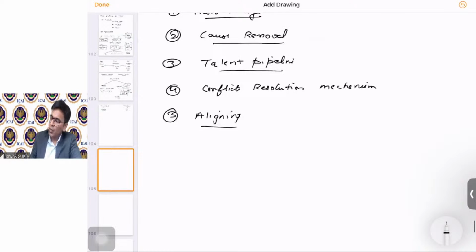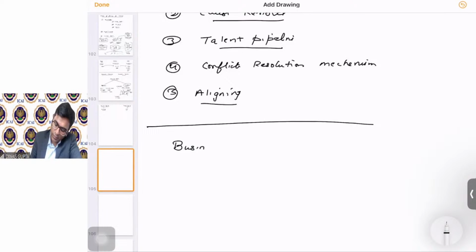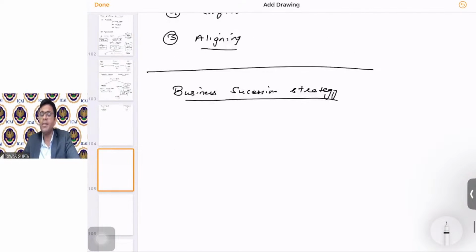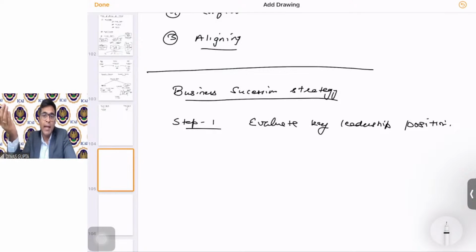Okay. Now, how to do the business succession, right? Or let's say what is the strategy behind the business succession? What are the steps that you need to follow? So first of all, or let's say step one, is to evaluate key leadership positions. Now, these are those leadership positions which have the strategic vision for the company, which direct the strategy for a company. Now, these key leadership positions are what? So they can be, let's say, the MD, CEO, or the one level below them, or any other person that is identified by the business to be a key leadership position. Okay.